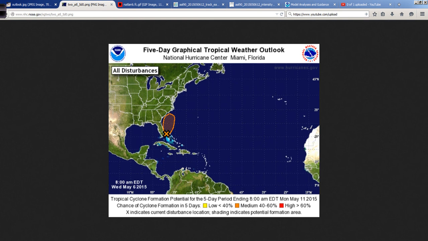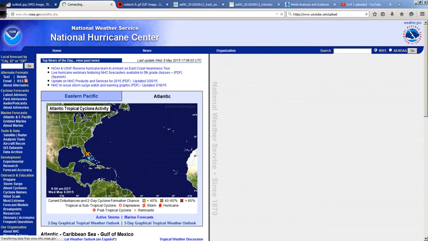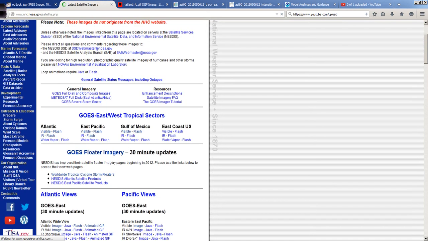Well, here is the area in orange, medium potential for development off the southeast coast of the United States. Take a look at a satellite picture, and I'll show you something interesting about this. And this kind of explains the subtropical versus tropical debate or question, if you will, this satellite animation. And I think it's going to jump out at you.